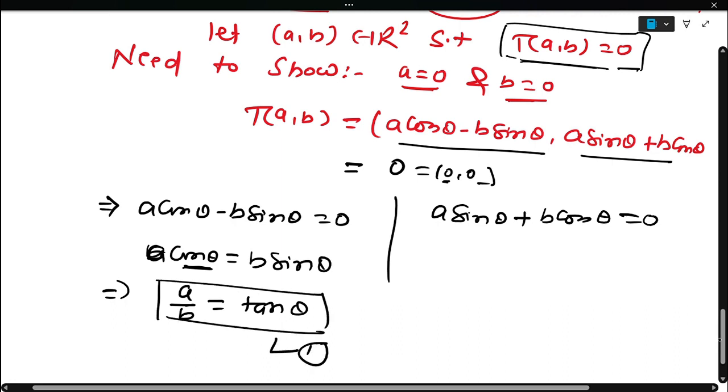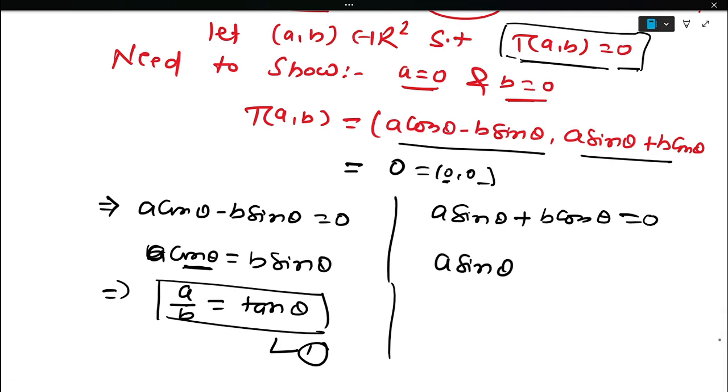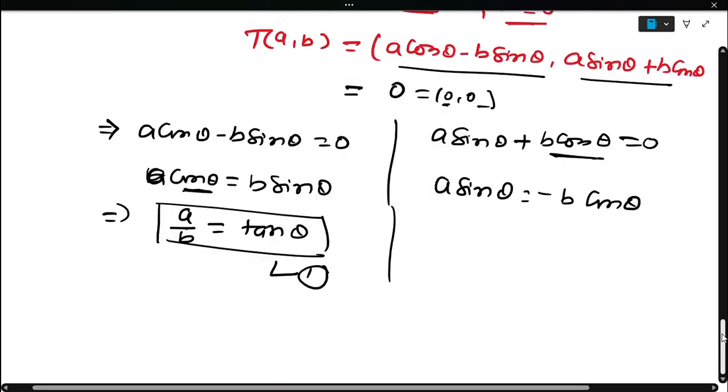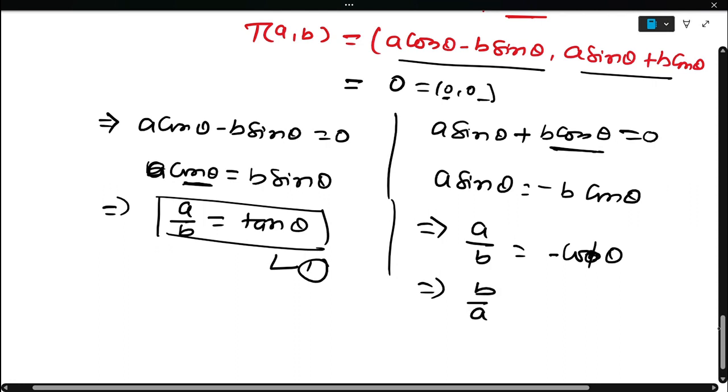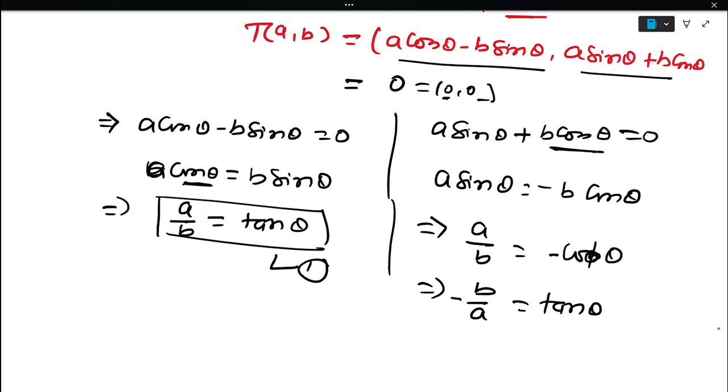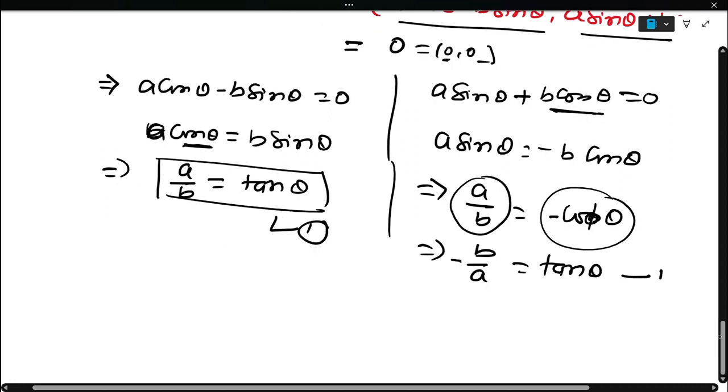Okay, so we can call this equation 1. And we have here a sin theta equal to minus b cos theta if we take this term to the LHS, and it will be a by b equal to minus cot theta. And if we reverse it, it would be b by a equal to minus tan theta. Okay, we have reversed both the LHS and RHS. So this is equation 2.